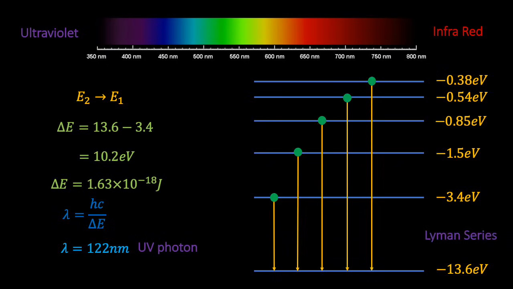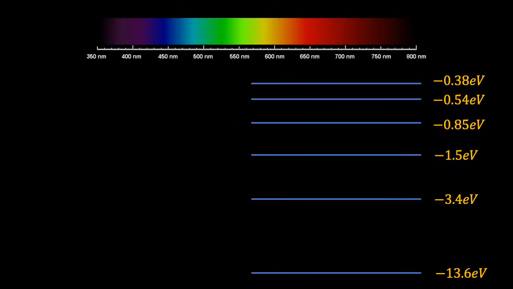Likewise, electron transitions from the n equals 3, 4, 5 and 6 energy levels down to the ground state will all cause the emission of ultraviolet photons. This series of wavelengths is referred to as the Lyman series, named after Theodore Lyman, who first discovered them. The natural question to ask at this stage is whether any electron transitions correspond to the emission of visible photons, and the answer is yes.